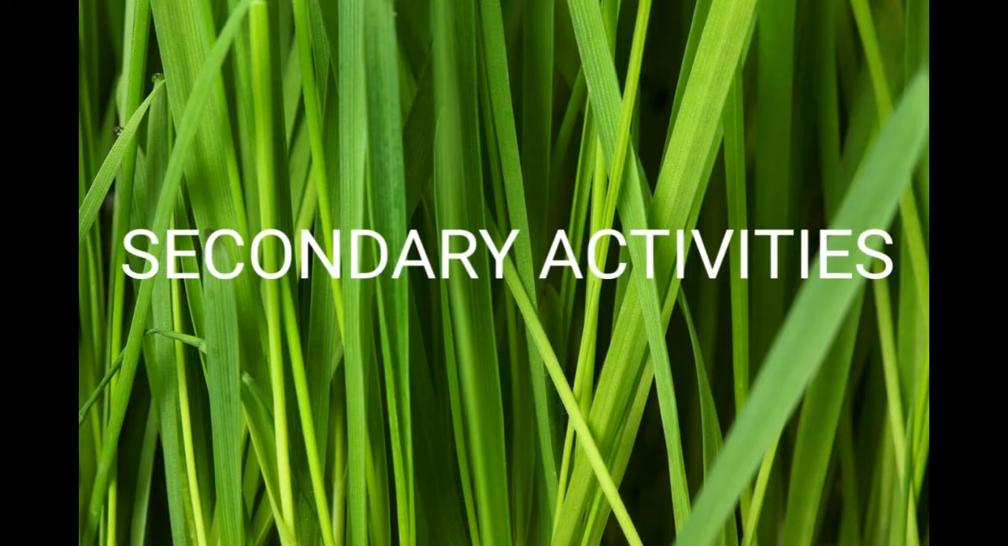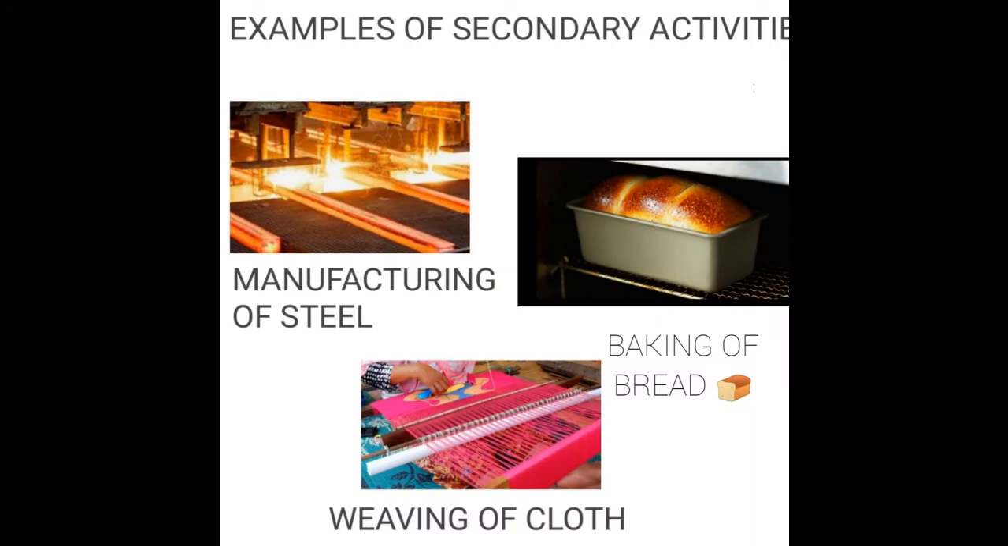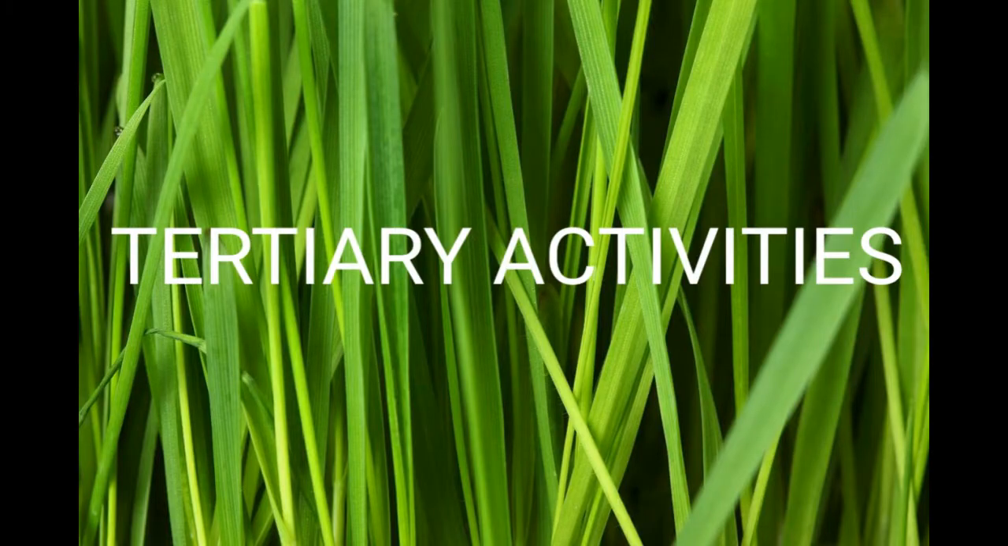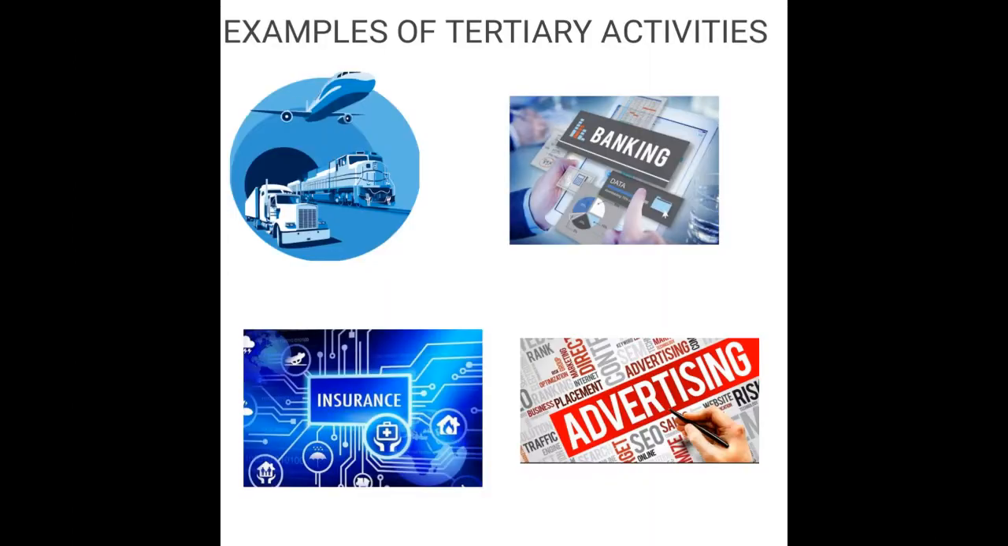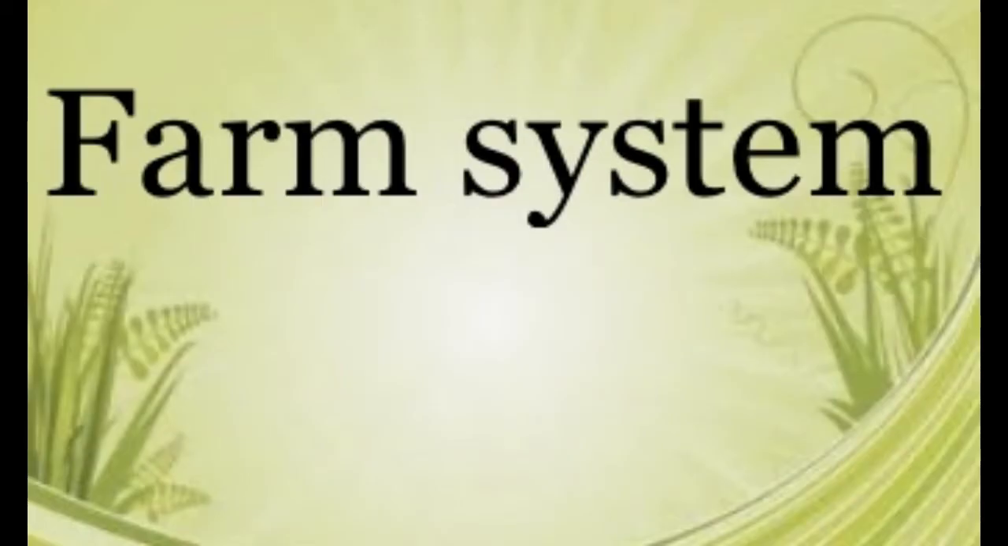Secondary activities are concerned with the processing of these resources. Manufacturing of steel, baking of bread, and weaving of cloth are examples of these activities. Tertiary activities provide support to the primary and secondary sectors through services. Transport, trade, banking, insurance, and advertising are examples of tertiary activities.